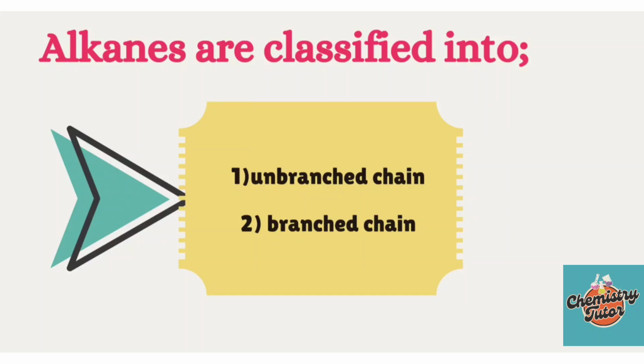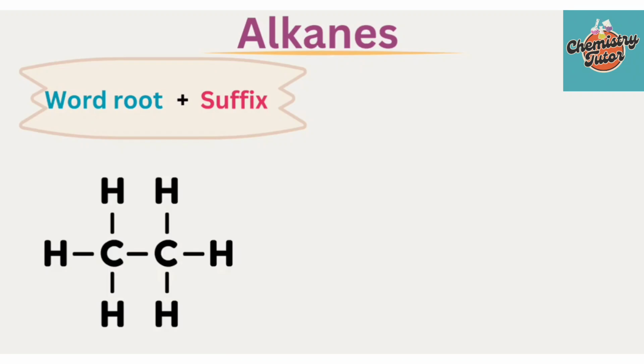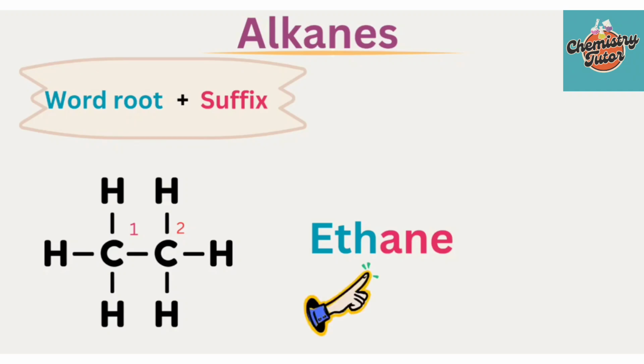First, we are going to study the naming of unbranched chain. Total 4 carbon atoms are there. In that case, the word root is but, and the suffix is common, that is ane. So the name of this compound is butane. Second example. First, count the number of carbon atoms. Only 2 carbon atoms are there. Therefore, the word root is eth and suffix is ane. So the name of this hydrocarbon is ethane.